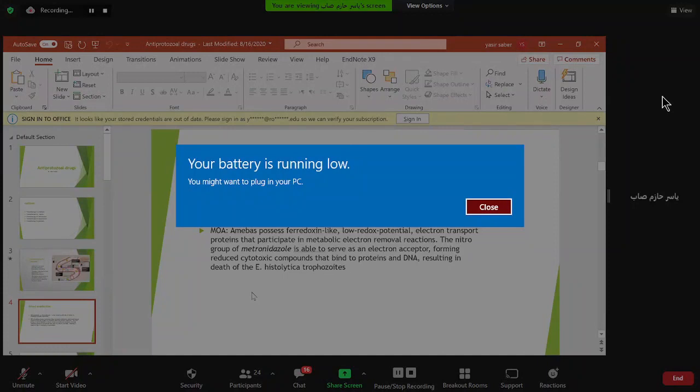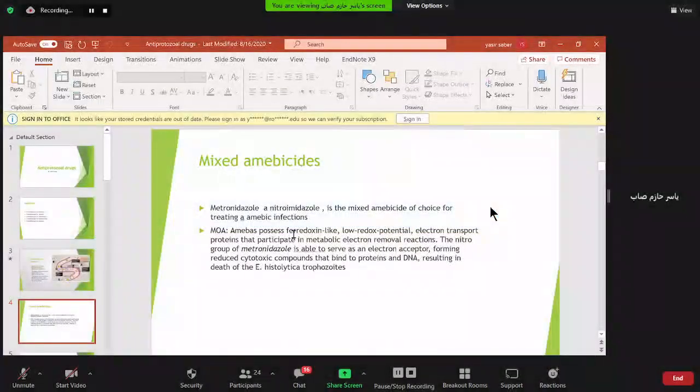طيب أنت إيش مطلوب منك تحفظ؟ حقيقة ما أطالبك بميكانيزم اوف اكشن بالنسبة للميترونيدازول against Entamoeba histolytica. ممكن تعرف إنه selectivity against Entamoeba histolytica because of the presence of the ferredoxin-like electron transport protein، لأن هذا البروتين موجود فقط بالأميبا، فهون عندنا selectivity against this parasite and that's all. بهذا تحوله إلى toxic compound ويودي إلى killing of the Entamoeba histolytica trophozoites.